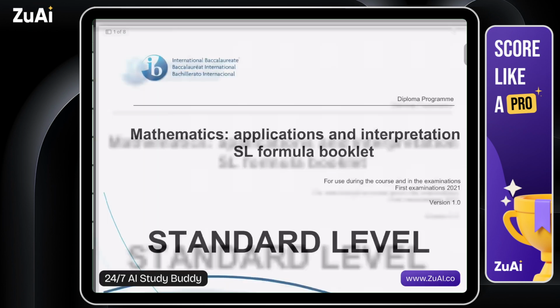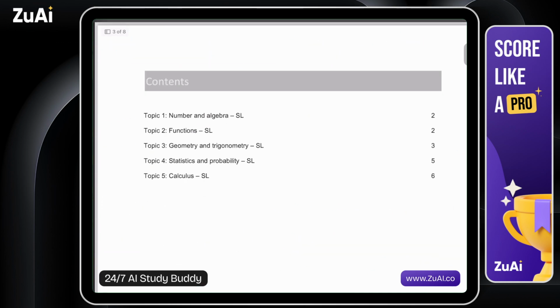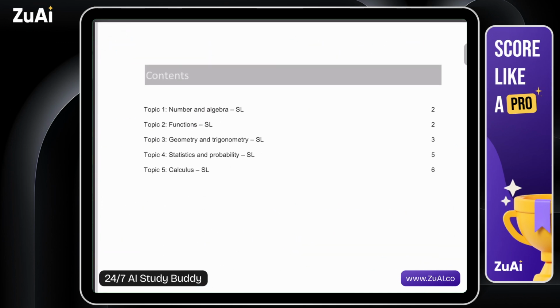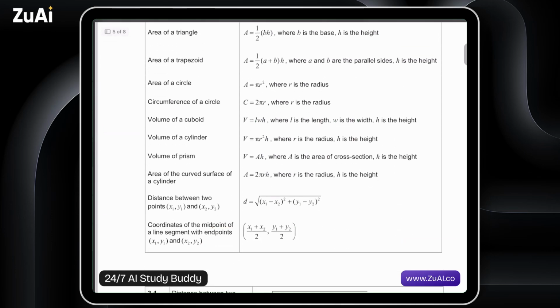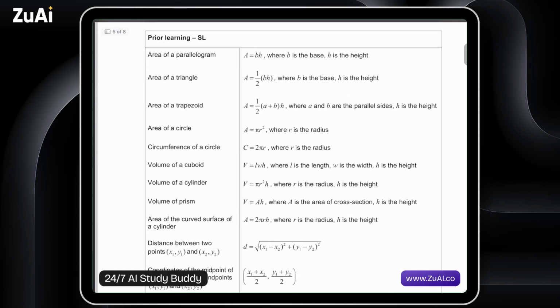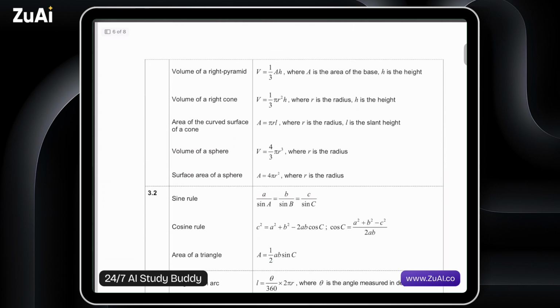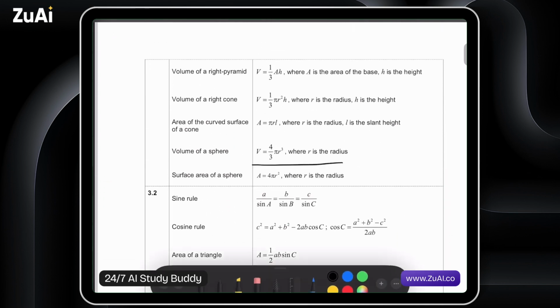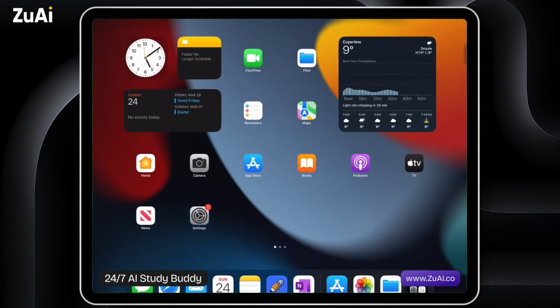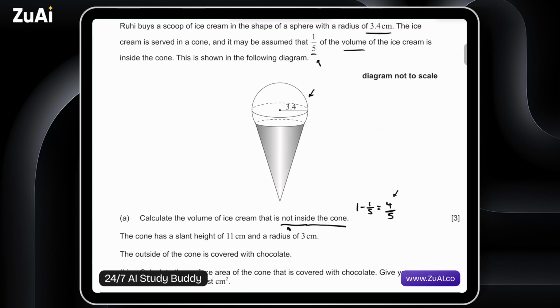Oops, we need to get out of this. Okay, so going into geometry, topic 3. Here we are, volume of a sphere. Volume is equal to 4/3 pi r cubed, where r is the radius. So the volume of a sphere is given by 4/3 pi r cubed.